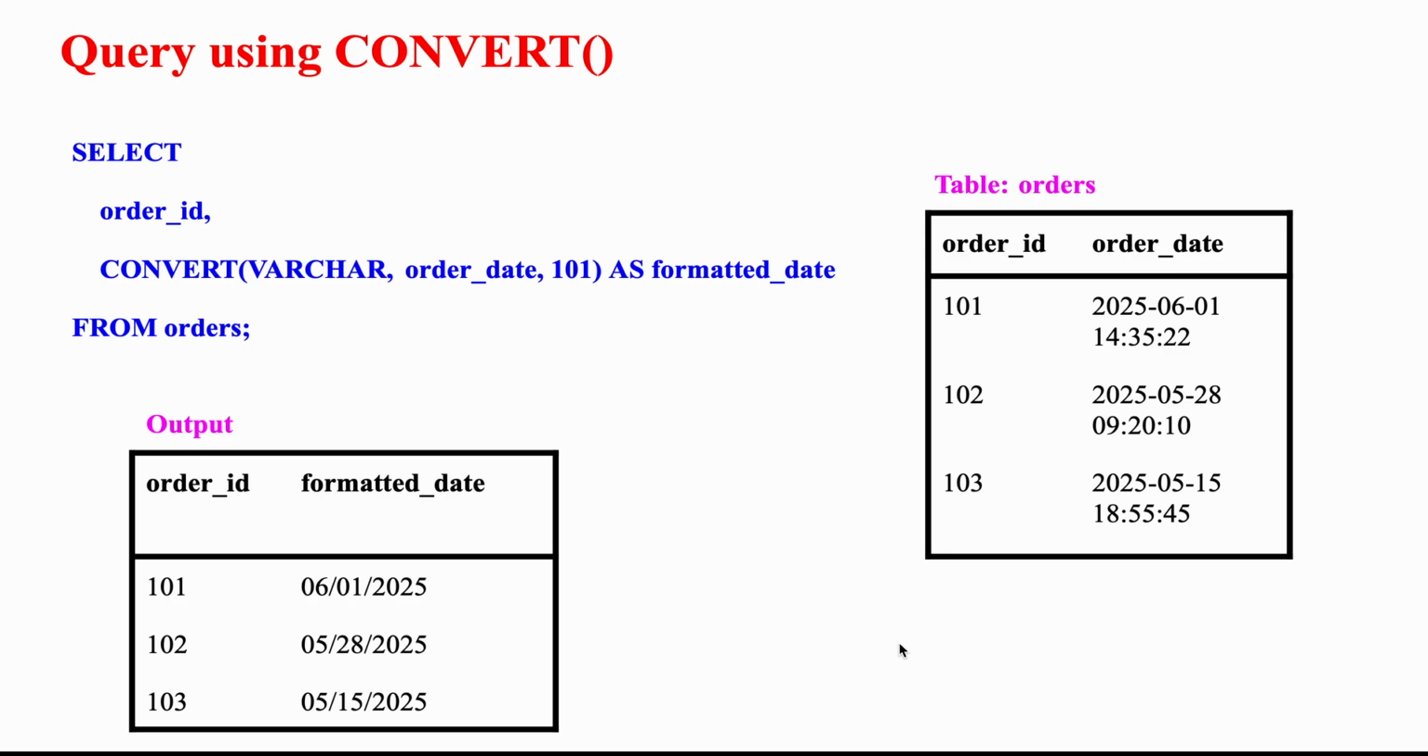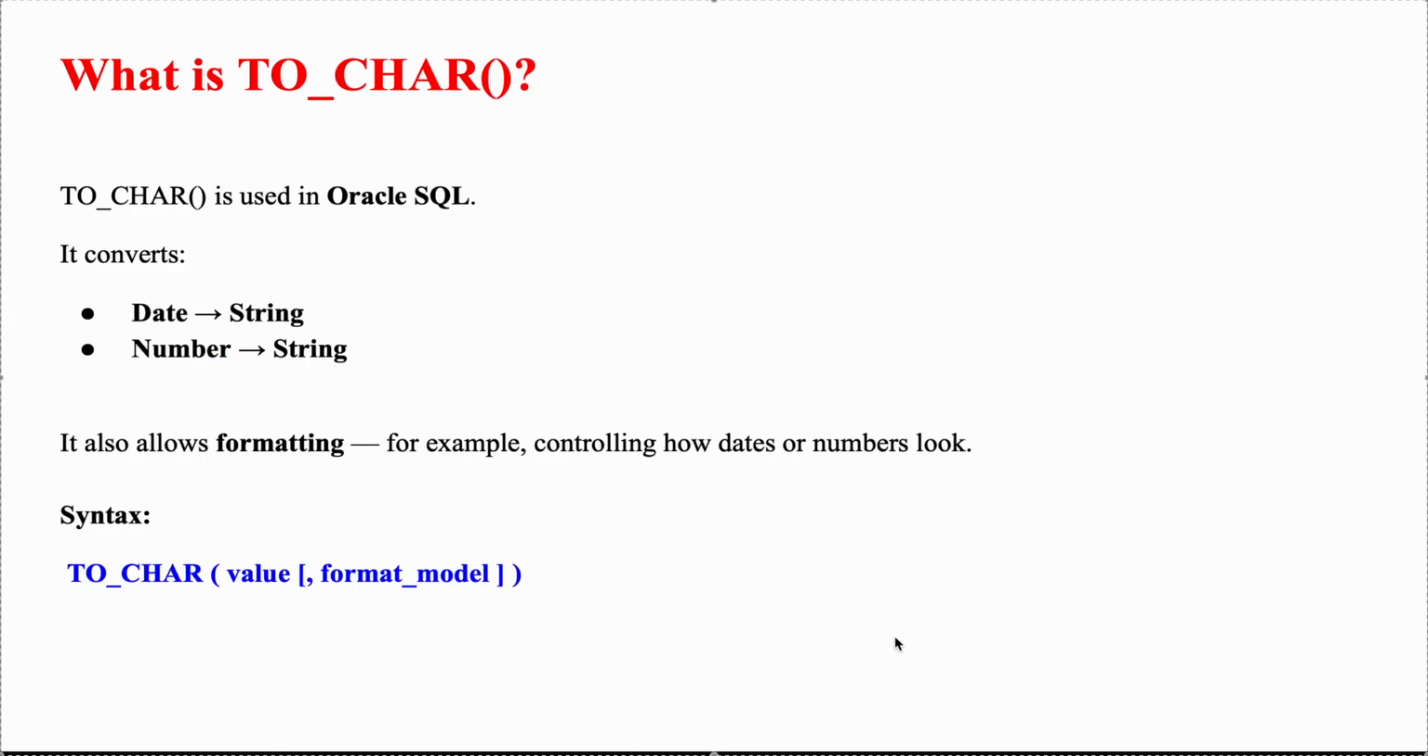This is a great example of where the CONVERT function gives you extra control over how your data looks. Next up is TO_CHAR, which is used in Oracle SQL. This function converts values into a string, so you can take a date or a number and turn it into text. But the real power of TO_CHAR is that it also lets you control the formatting, so you can decide exactly how that date or number will appear.